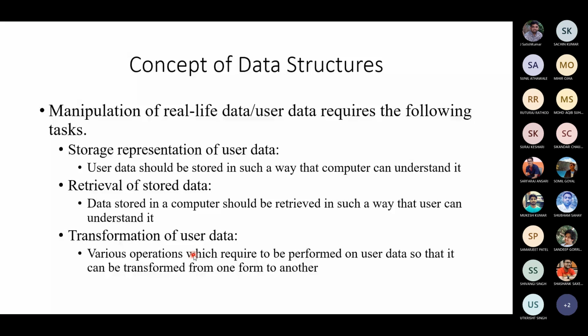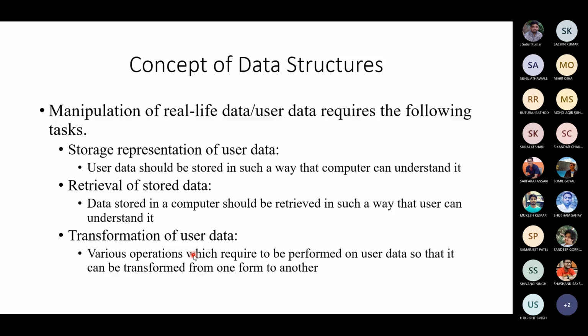When I'm performing operations on the user data, it is transformed from one form to another. Integers can be transformed into reals, or we can transform from an ASCII value to a character to an integer, or integer to ASCII values. You can transform from one form to another, so we also need to take care of that. So when we discuss data structures, how we store the data, how we retrieve it, and how it transforms when we apply operations are the three basic things we need to take care of.